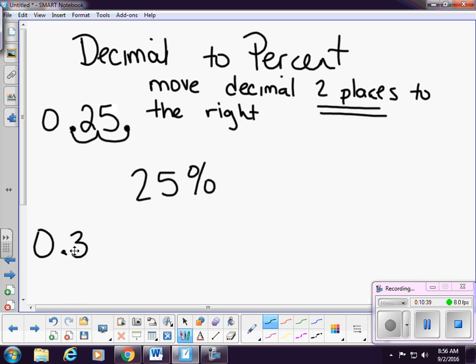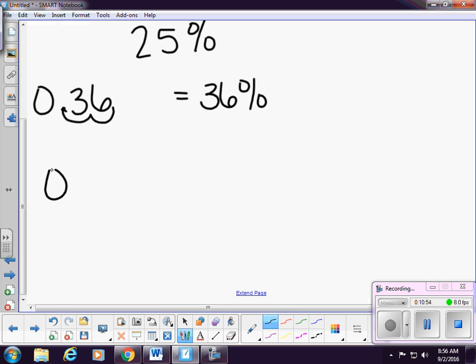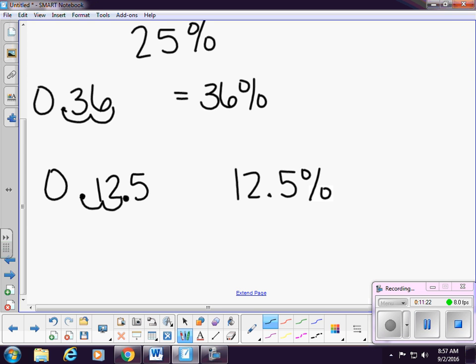Let's do another one that only has 2. 0.36. I'm going to move it 2 places. So that's going to equal 36%. Let's say I have something like 0.125. I'm still only going to move it 2 places. So when I move it 2 places, the decimal is going to get hung between the 2 and the 5, right? So now it looks like I have 12.5%. That's it. That's all you do. Decimal to percent, 2 places to the right, that's it.